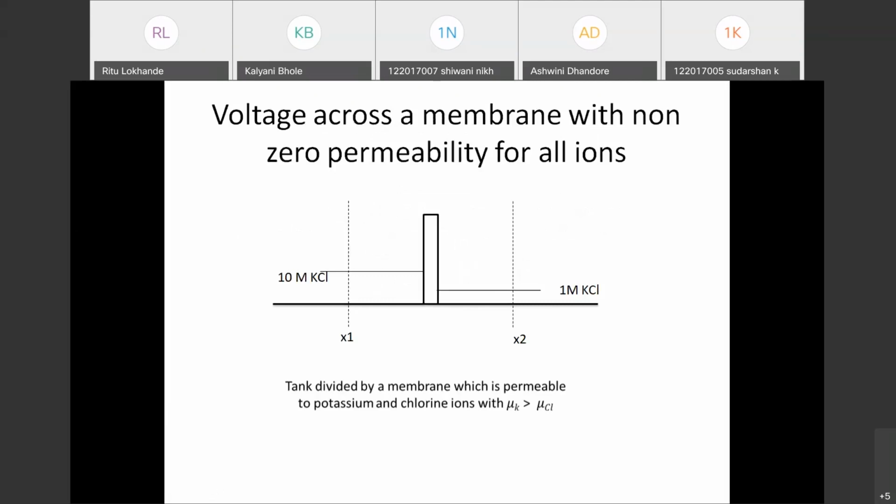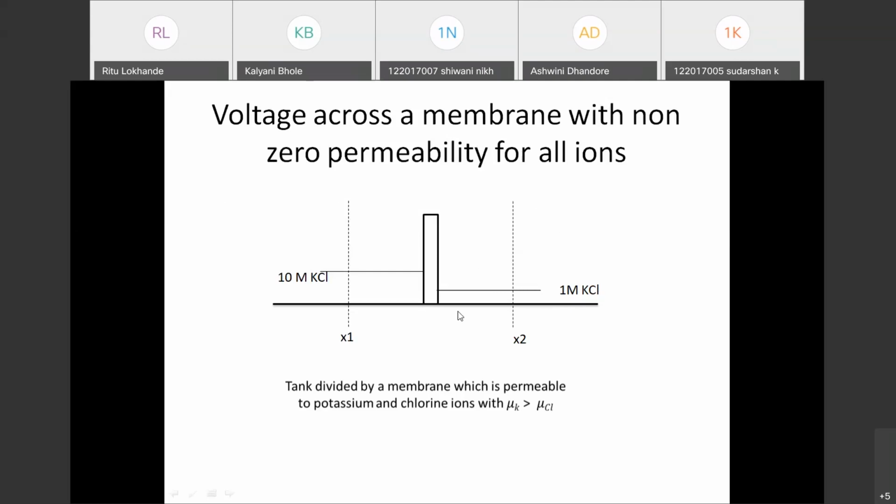Let us move ahead to the next concept, that is voltage across a membrane with non-zero permeability for all ions. See how we are approaching a final model for the neuron. We started from a single ion, non-ionic movement, then we saw electric drift, then a single ion, then double ion. Now, for this example we are considering that this membrane is permeable for all ions.